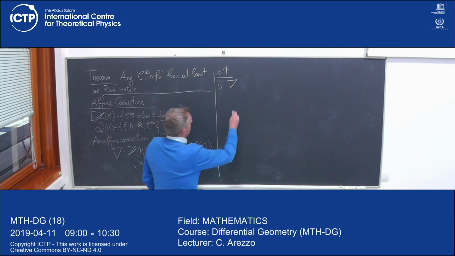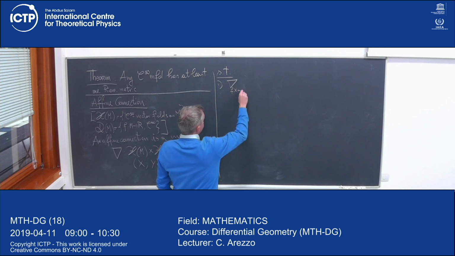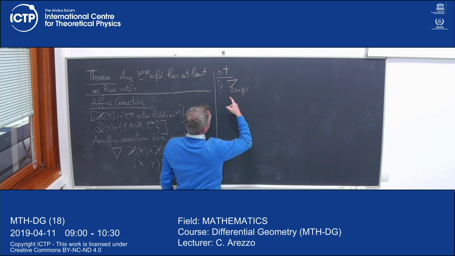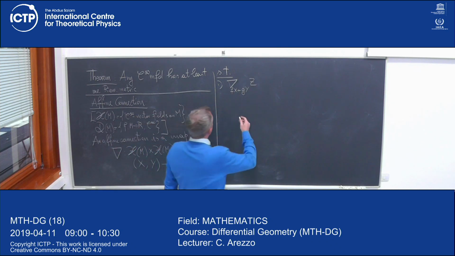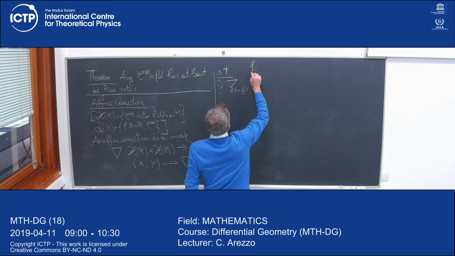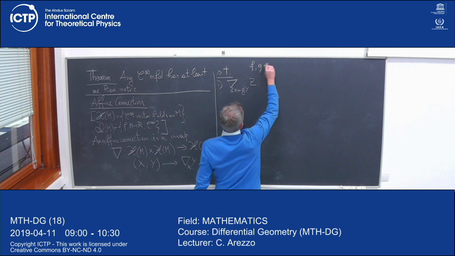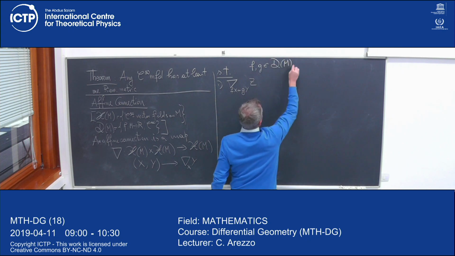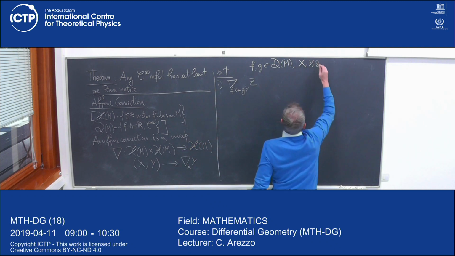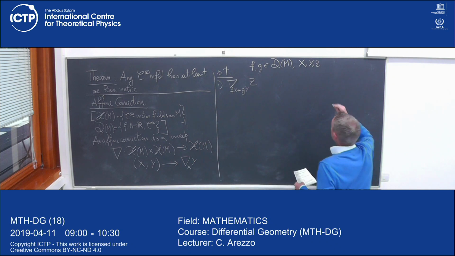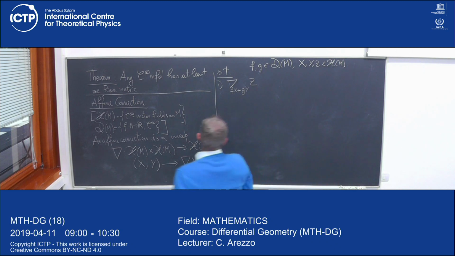Don't be confused: f and g are functions, so g is not the Riemannian metric. In my notations, f and g are functions, and X, Y, and Z are vector fields. I don't think I need more than two functions and three vector fields.